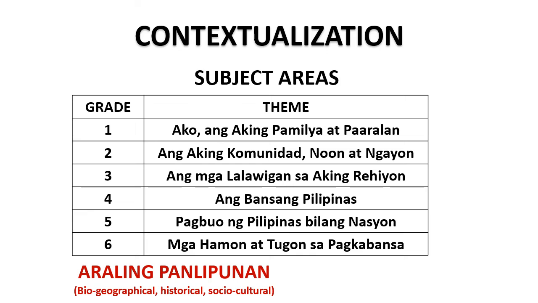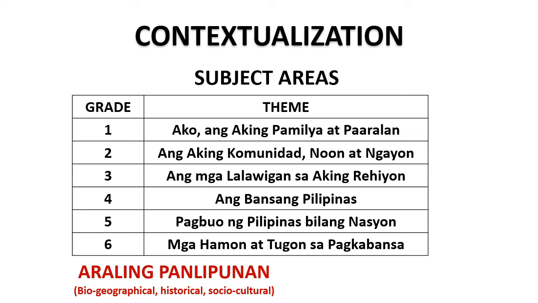So for example, in grade 1 for Araling Panlipunan, yung kanilang theme is Ako, ang aking pamilya at paaralan. So from the theme alone, it's obvious that it is really being related to the ways, the life, and the socio-cultural of a specific person, ang pagiging Pilipino, kung ano ang pagiging ako, ano ang kahulugan ng pamilya, at ang paaralan na kanyang sinasakupan. So that is socio-cultural. Ang aking komunidad noon at ngayon, that is historical.